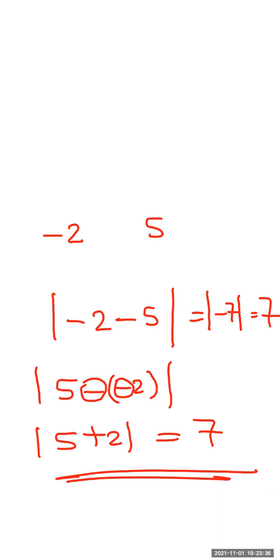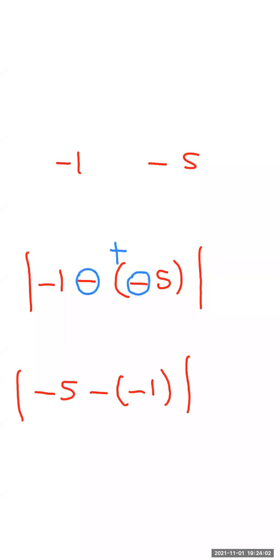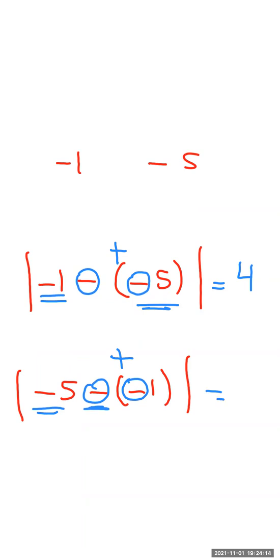One second. If I want to get the distance between -1 and -5, it will be like that: the first number minus the second number, or otherwise, the second number minus the first number. So in this case, -1 minus -5 means a plus. So -1 plus 5 equals 4. And here, -5 minus -1 is plus 1. So -5 plus 1 means the absolute value of -4, which also equals 4.